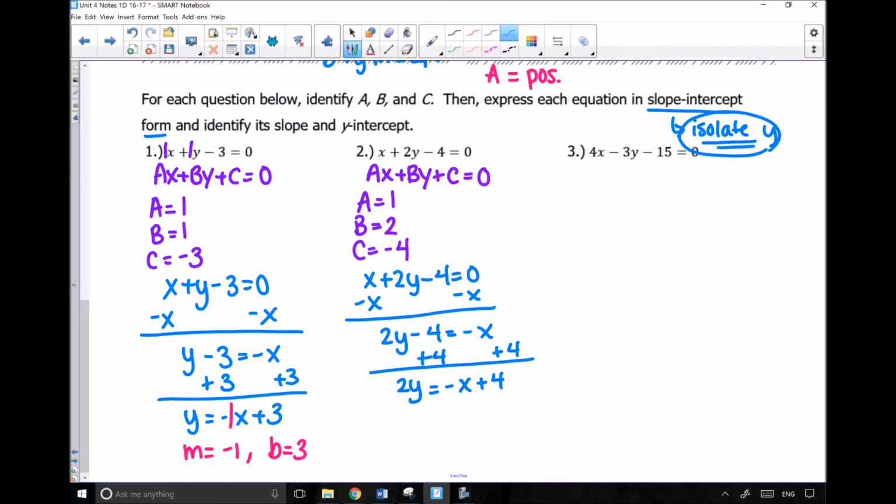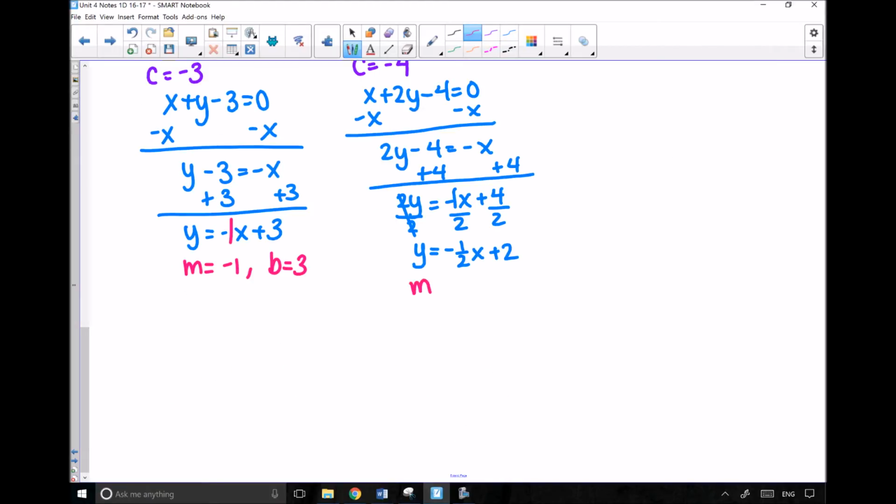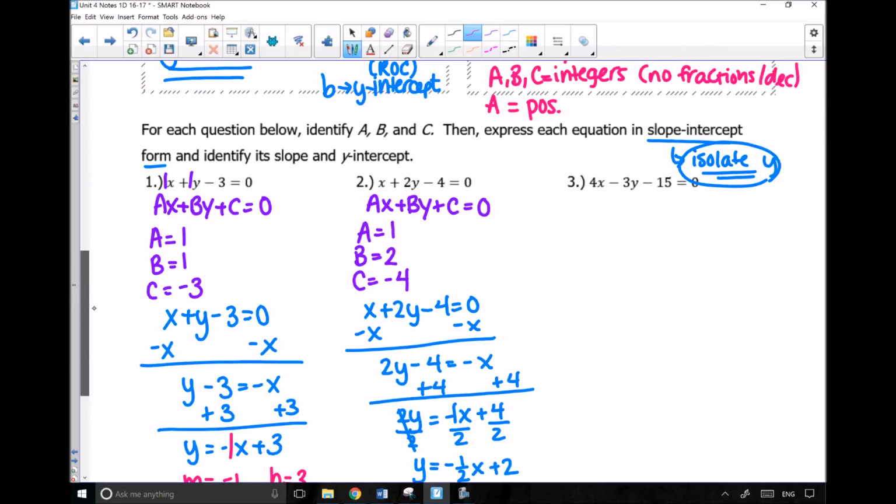Now pay very close attention to the next piece. I'm going to divide everything by 2 to get that y alone. So when I do that, I end up getting y equals. Now this right here has an invisible 1 in front of it, and I can't divide 1 by 2 evenly. I get a fraction, so I'm going to leave it as -1/2 x. And then this right here has a 2. So then I get y equals -1/2 x plus 2. Therefore, I can conclude that my m is -1/2 because that's the coefficient in front of the x, and that my b is 2. So I'm done with question number 2.